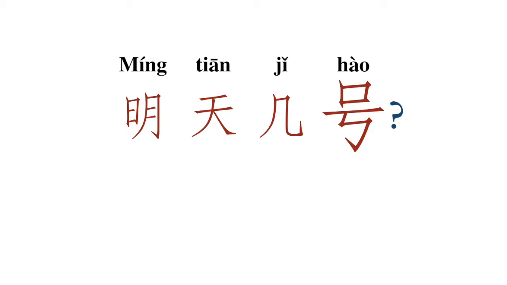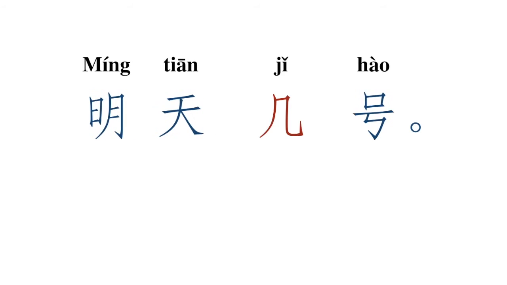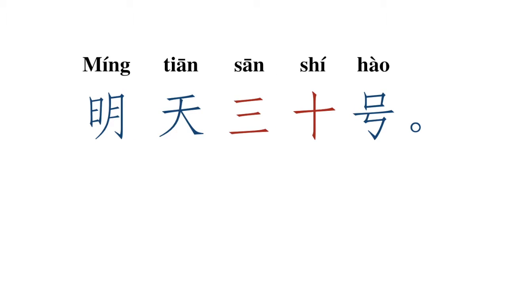Well, the person is asking tomorrow what's the date. In the answer, the only thing we need to change is 几 for how many into the specific day of the month. Let's see the sentence. We have the number 3, the number 10. Together, they are the number 30.